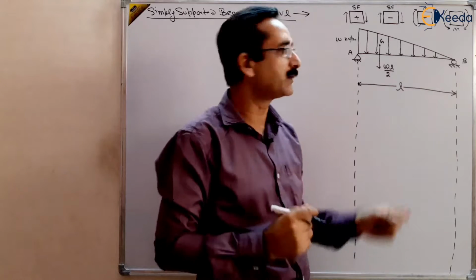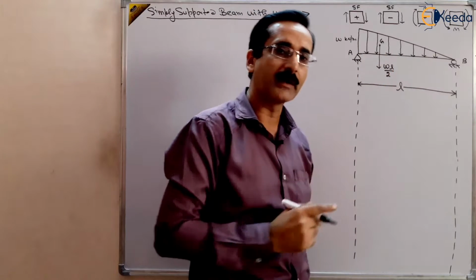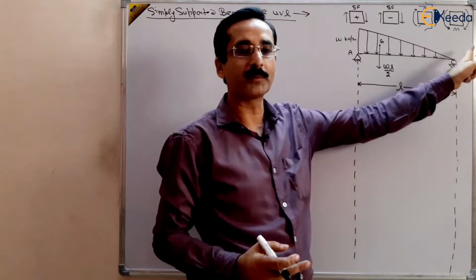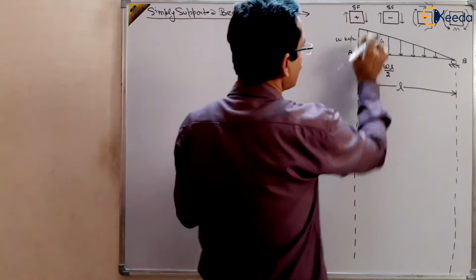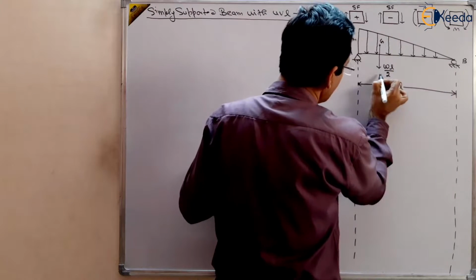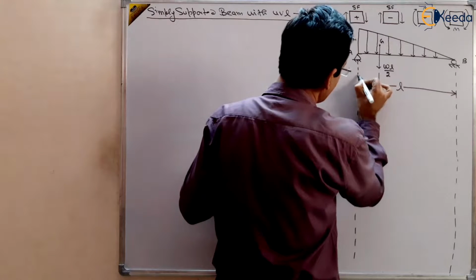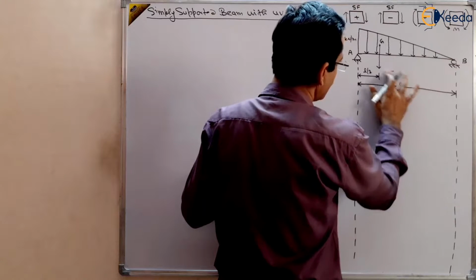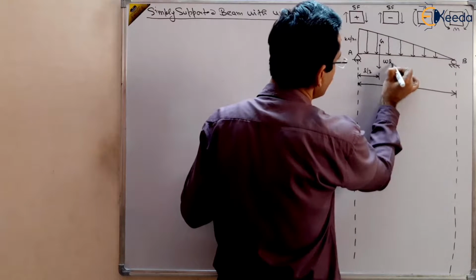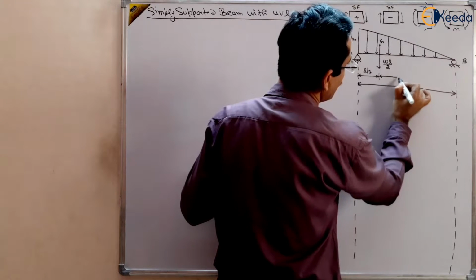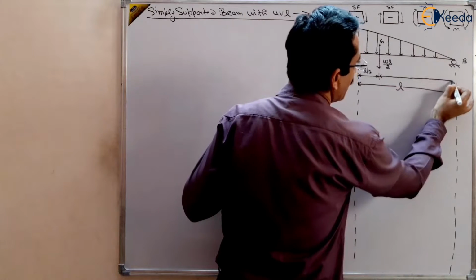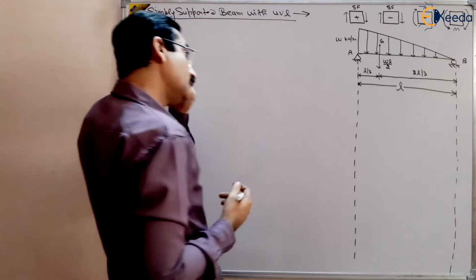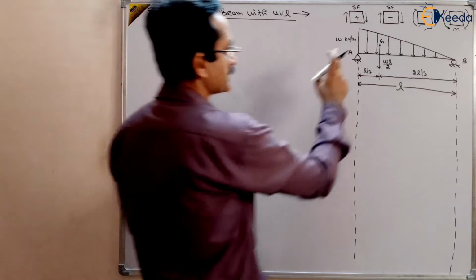This much force is acting at the centroid, and the centroid lies at a distance L by 3 from the base and 2L by 3 from the apex. So this is our height, suppose this distance is L by 3, and the other distance will be 2L by 3, from the apex point B. And we have to find out the reactions first.